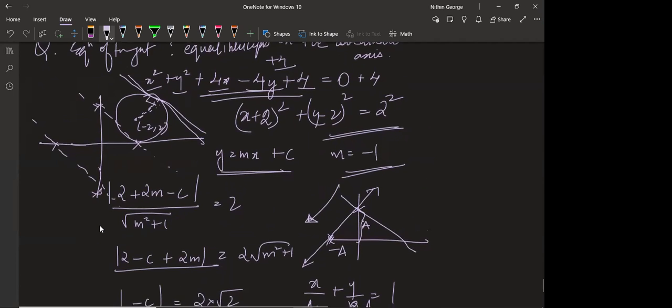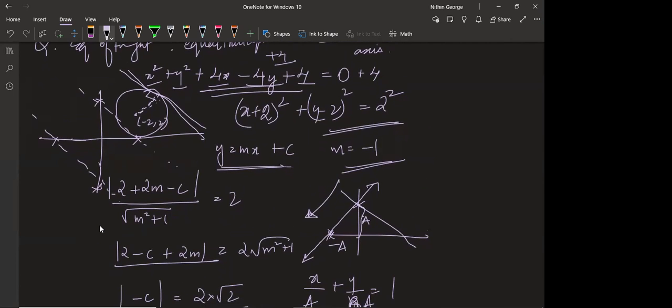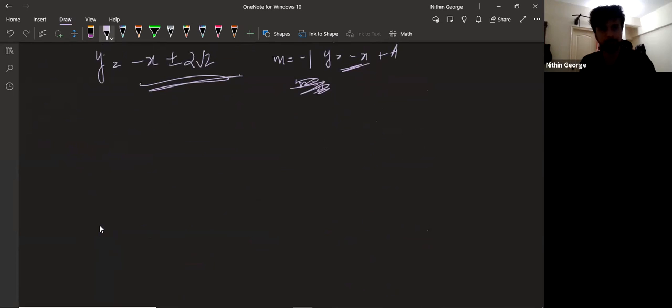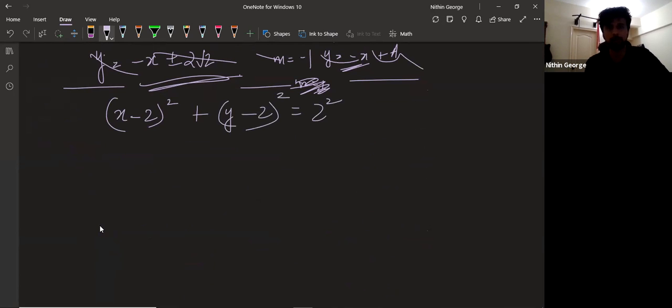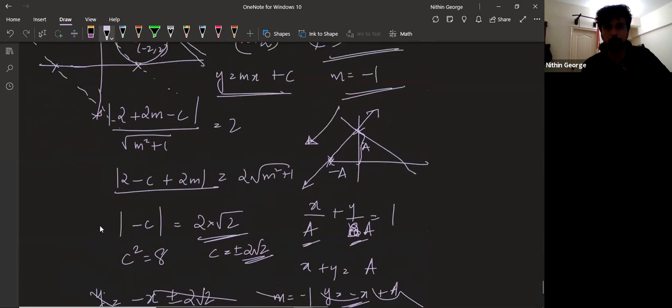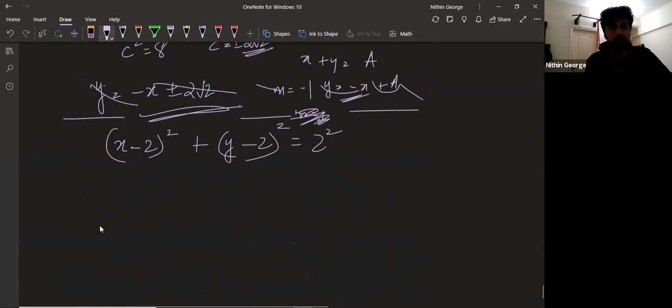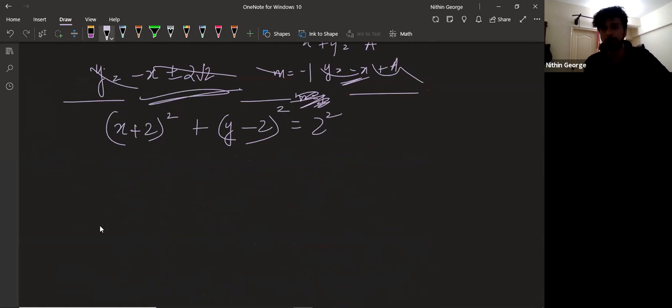Sir, I'm not sure after that, sir. Okay, we'll try the other method. That's fine. This method, even I'm not very preferential for. So you have the circle here, (x minus 2) the whole square plus (y minus 2) the whole square equal to 2 square. And we have to find the tangent with slope equal to -1. Here it is (x plus 2) the whole square plus (y minus 2) the whole square equal to 2 square, and we have to find the tangent.